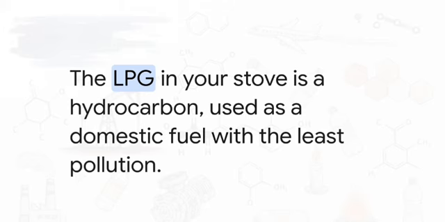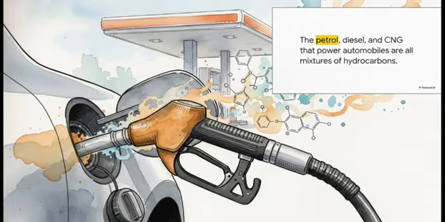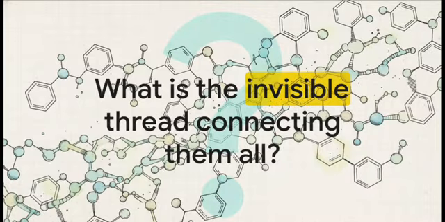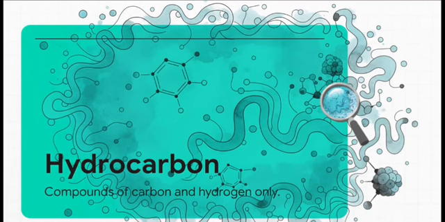That gas in your stove, the fuel powering your car. And yeah, even the plastic you're probably holding right now, they all share a common chemical ancestor. So what is this invisible thread that ties all of these things together? Well, it all comes down to one really simple, elegant type of molecule. The hydrocarbon. And the name pretty much says it all.